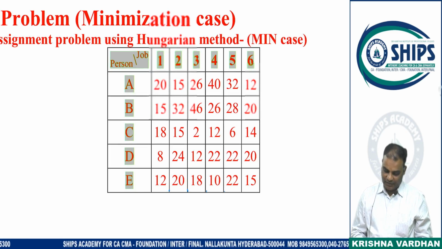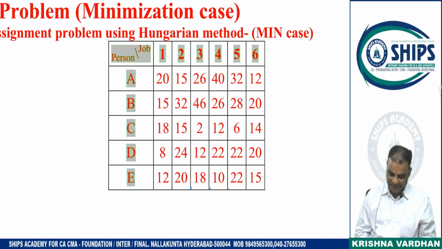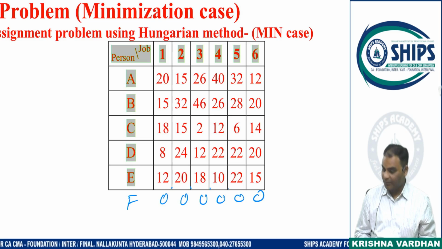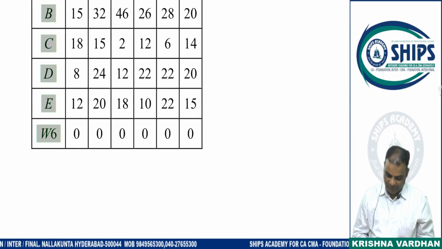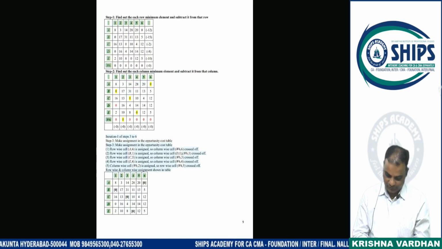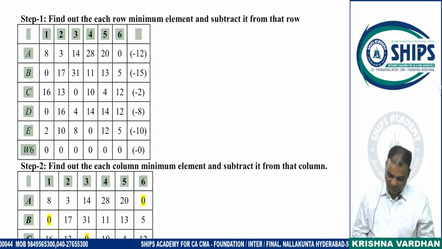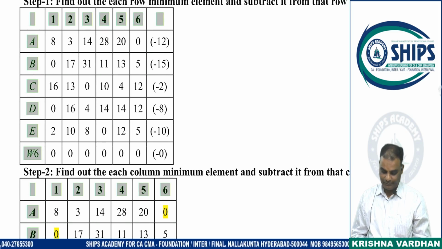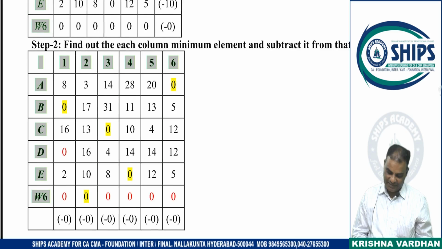Yeah. So first of all, it's an unbalanced problem. We balance it by adding F and all 0, 0, 0, 0, 0. Done? This step you would have done. Then row minimization. Okay? Answers are same? Yes. Then column minimization.